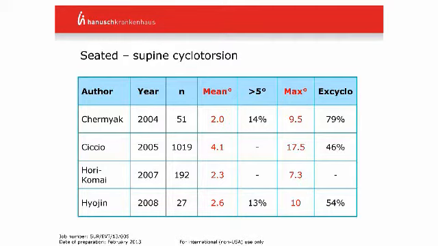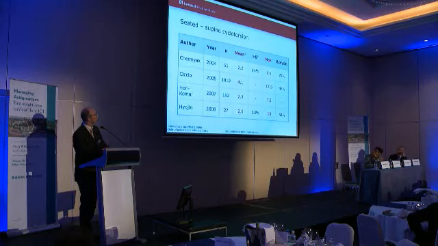Next slide. So here, just from the literature about cyclotorsion, you can see cyclotorsion of 2 to 4 degrees and outliers up to 17 degrees. So this does happen, and it can be in or ex cyclotorsion, and that will depend from patient to patient.